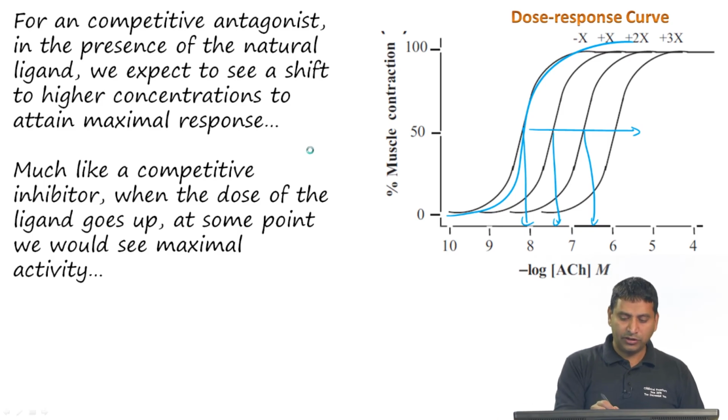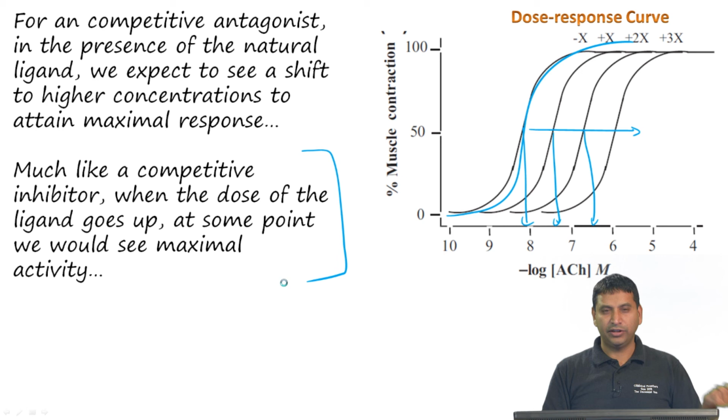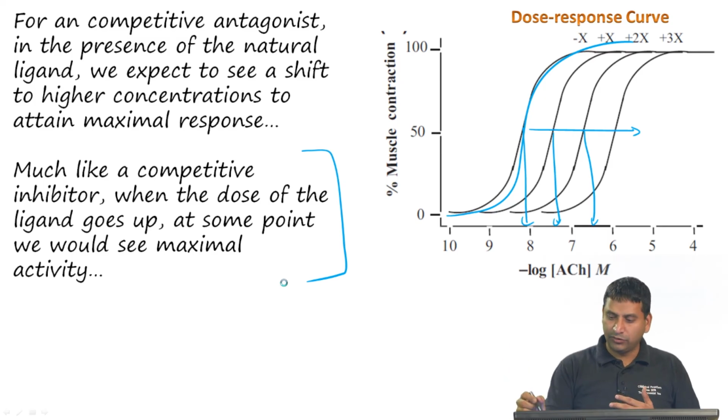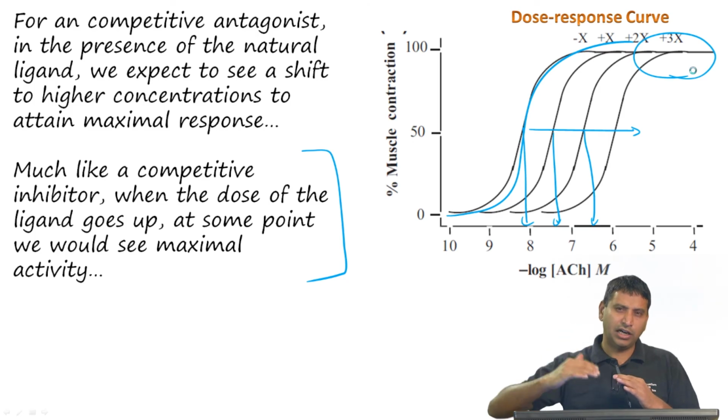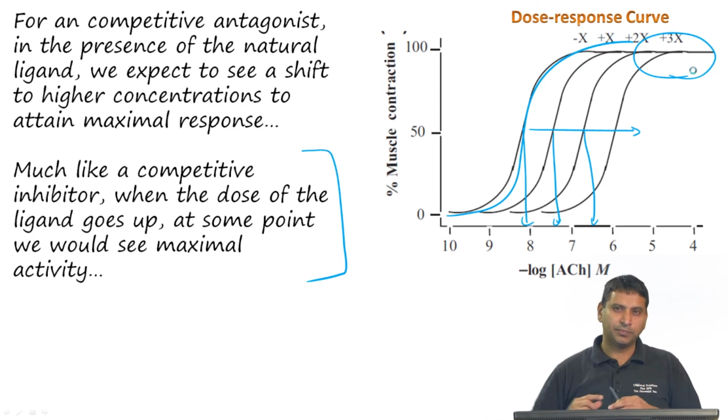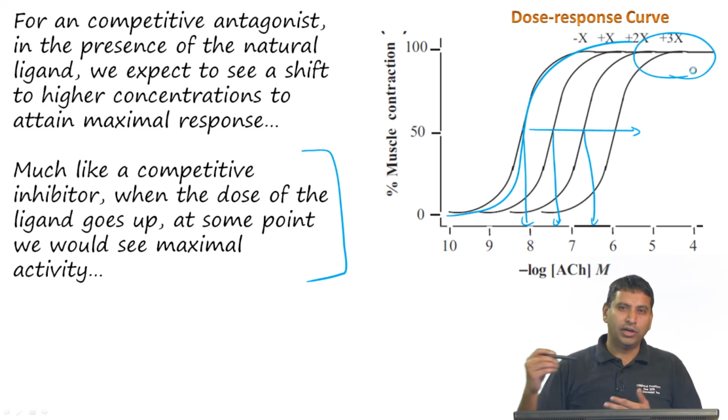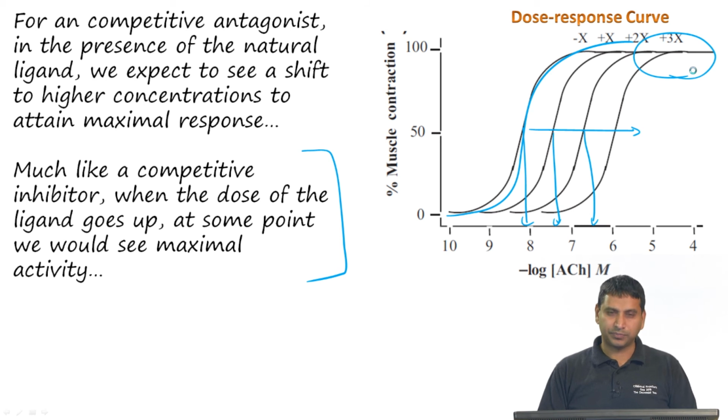Okay. So, this is much like a competitive inhibitor that we have seen in enzyme inhibition, where as the dose of the ligand goes up, at some point you will see maximal activity. So, this is how a competitive antagonist will look. In the previous case, where we saw the partial agonist, even if you keep adding the ligand or the drug, you never see a situation where you see 100% muscle contraction. Whereas here, if you keep adding a large excess of the natural ligand, you get complete activity at high doses.